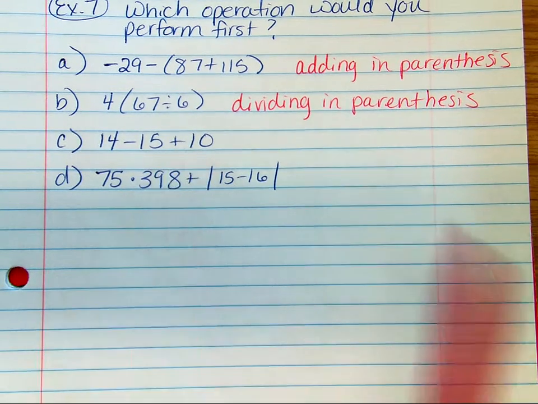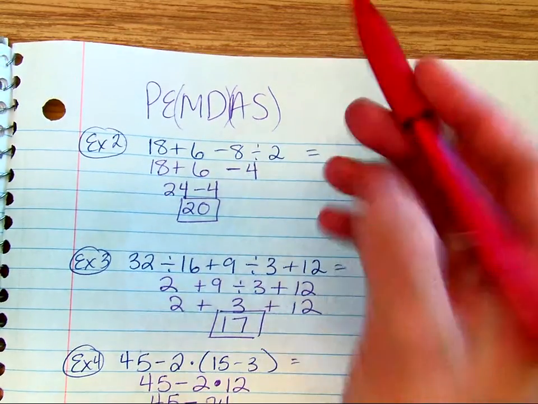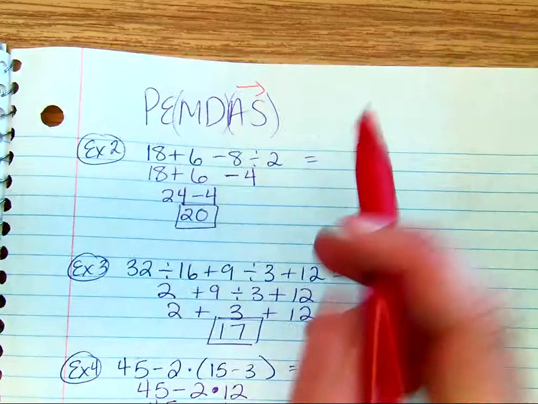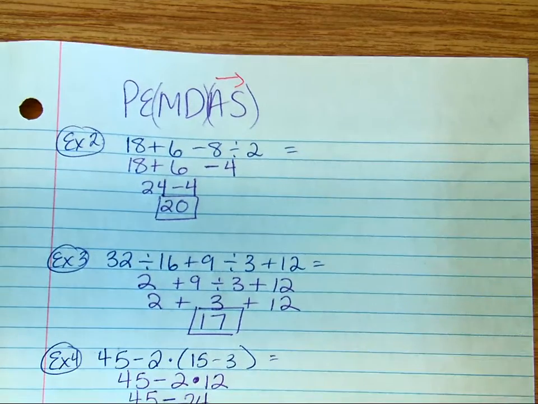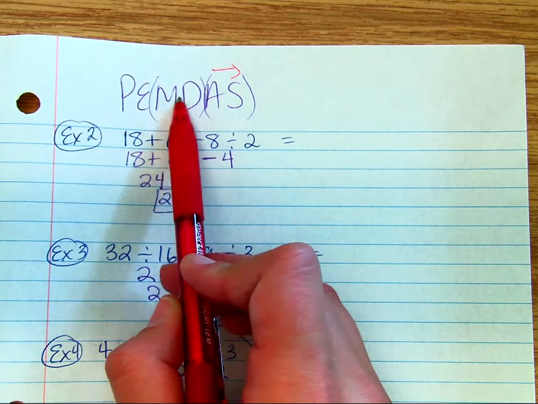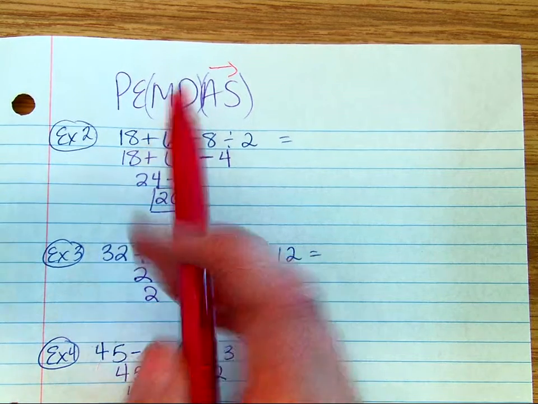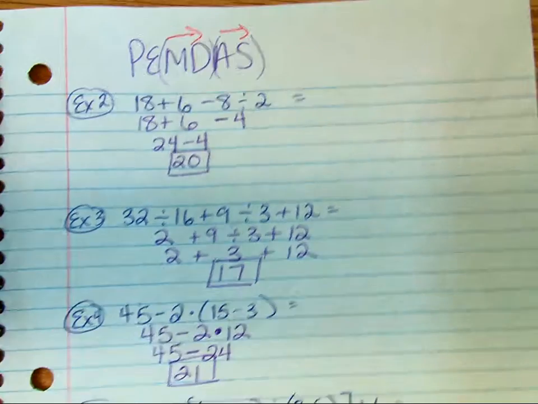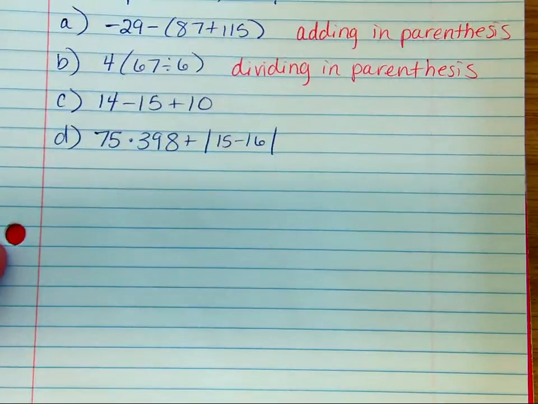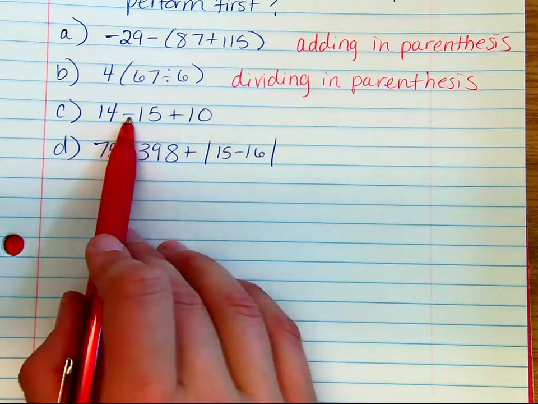So remember with PEMDAS, I'll go back to this. When I'm working with addition and subtraction, I always go from left to right. So whatever order they come in, that's how I do them. They're on like the same level of order of operations. Same with multiplication and division. If I'm working only with multiplication and division, that's all I have left in my problem, I do them in whatever order they come, from left to right. They're on the same level. Okay, so subtraction and addition, I would work left to right. So in this case, I would do the subtraction first.